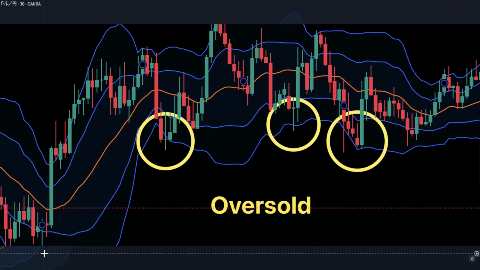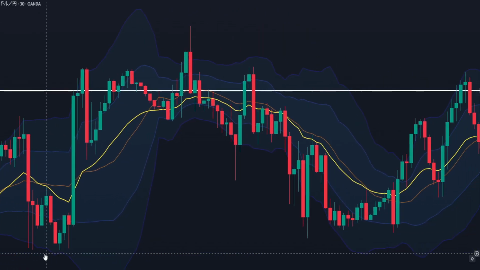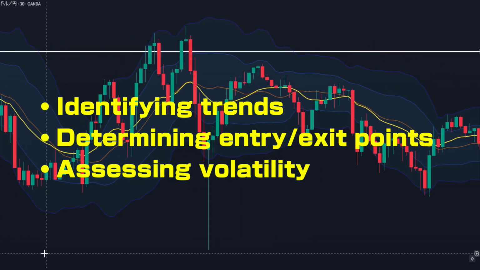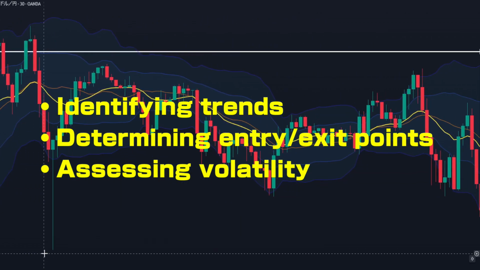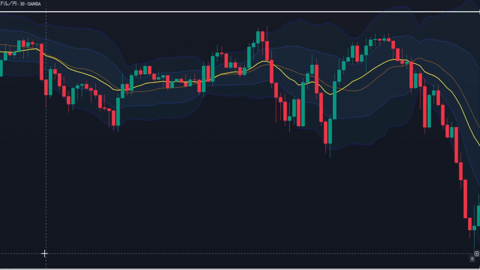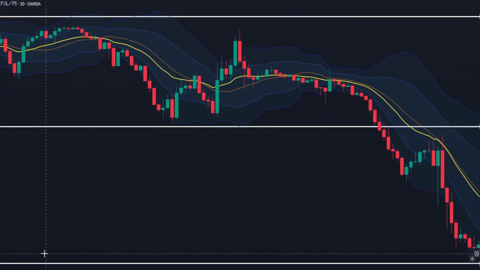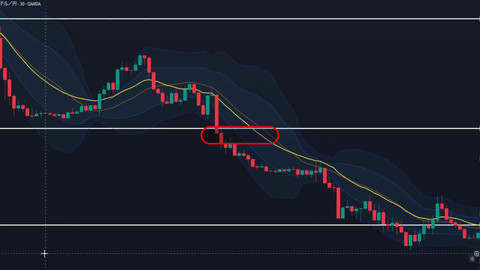Bollinger Bands are incorporated into various trading strategies for identifying trends, determining entry-exit points, and assessing volatility. Due to their statistical foundation, they're widely recognized as tools beneficial for objectively evaluating market shifts.